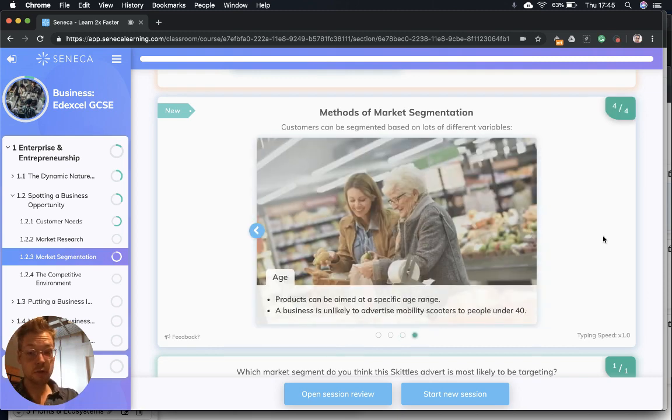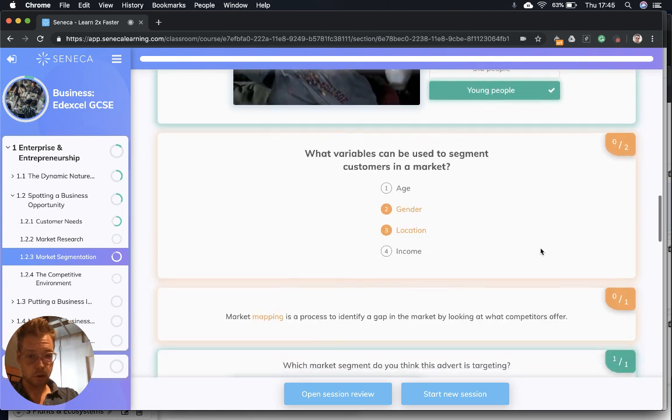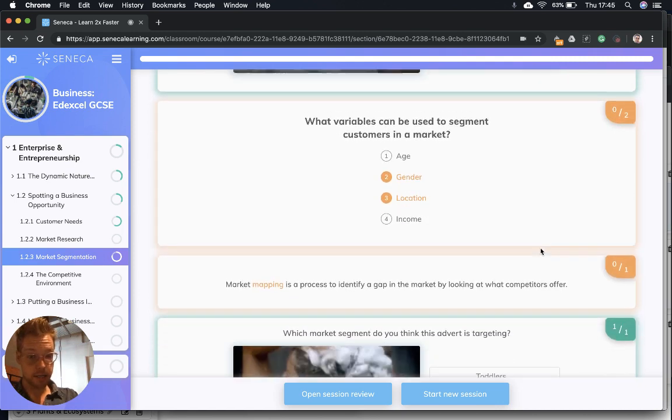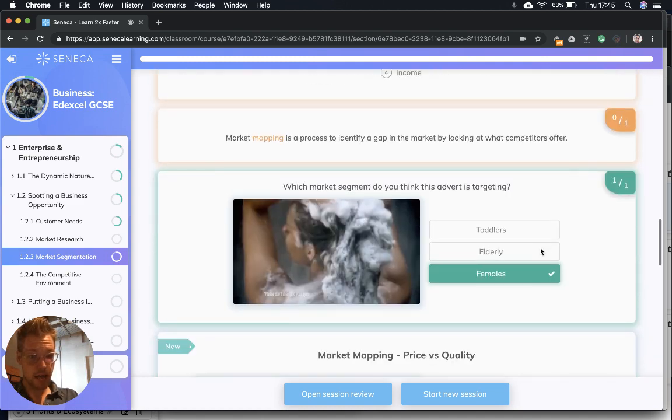Age. Products can also be aimed at a specific age range. A business is unlikely to advertise mobility scooters to people under 40, for example. So, what are the 4 variables we can use to segment customers in a market? Give me 4. Age, gender, location, and income.